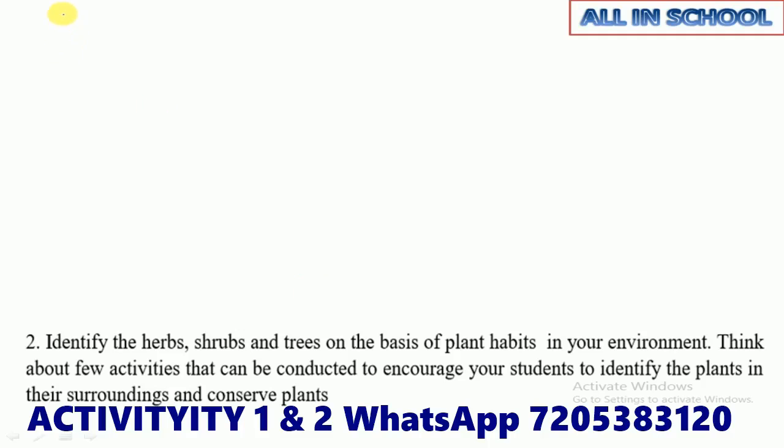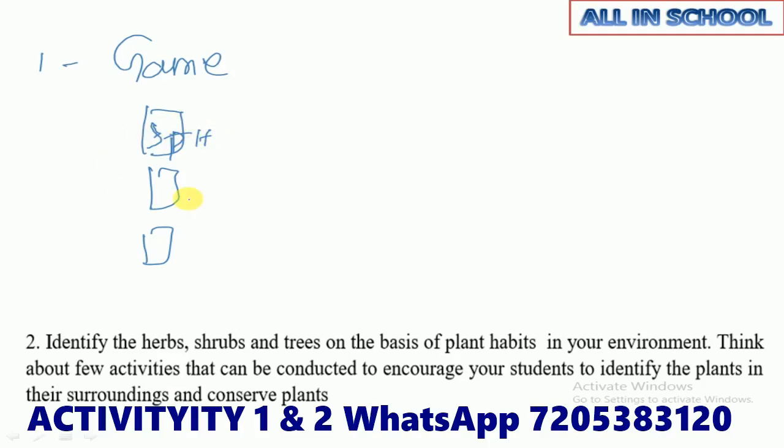Friends, the first point I can say is that you have to prepare a game. You have to make some pictures, which may be shrubs, plants, trees, herbs. You have to take three types of pictures, and one picture has two copies.